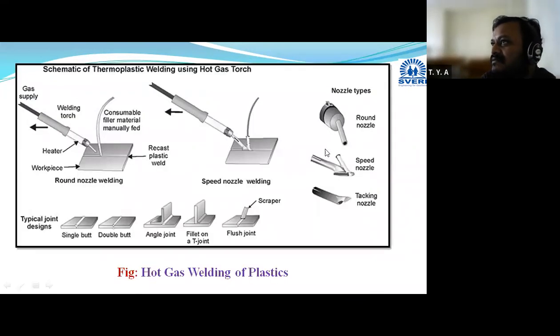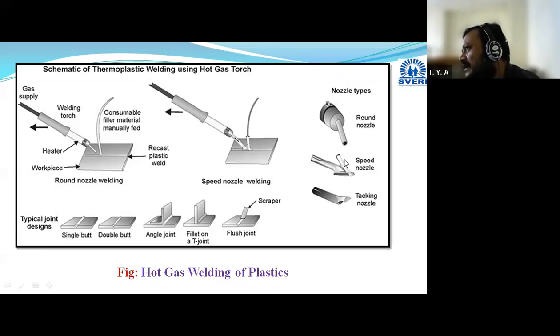Then the next type is speed welding. Here, we are using a nozzle. This kind of nozzle will be there. Here in speed welding, I have used this speed nozzle. Now this speed nozzle, you can see here, two parts are there joined together. From this one outlet, your filler material will come out, or you can fix the filler material here, and from this we will get your gas torch or gas flame.